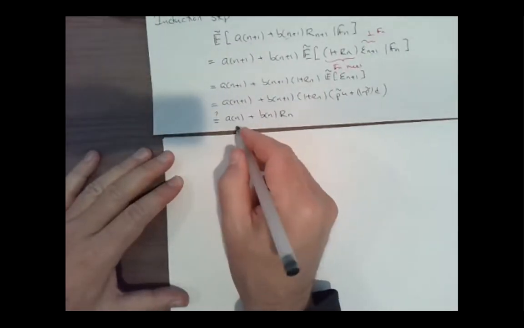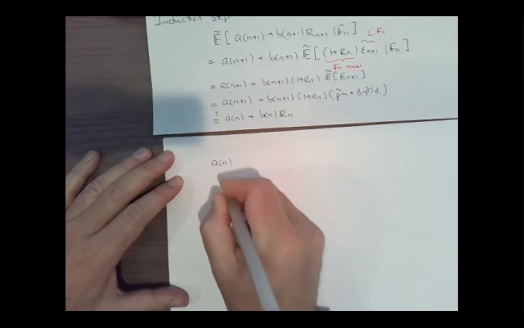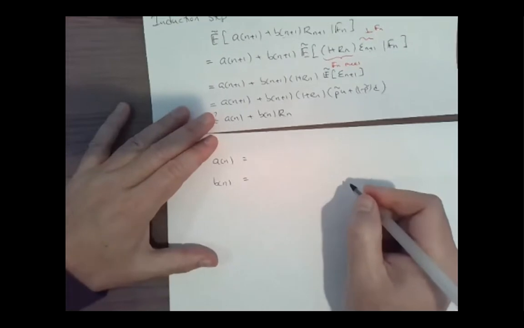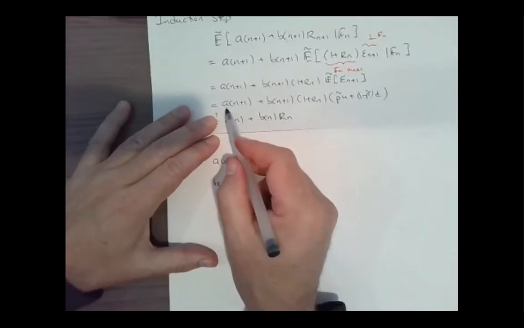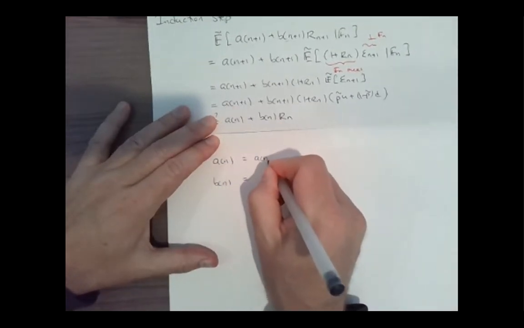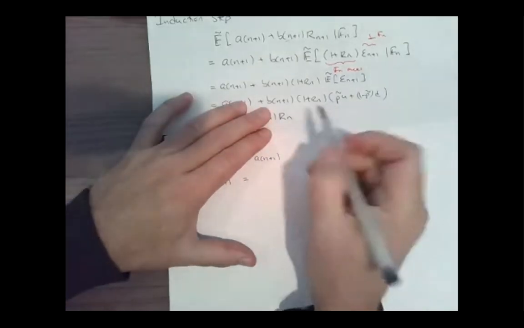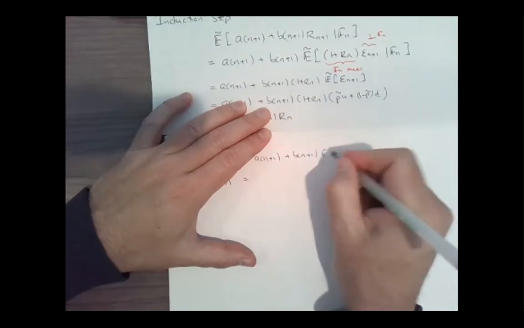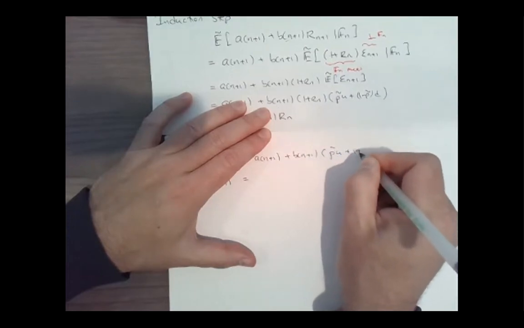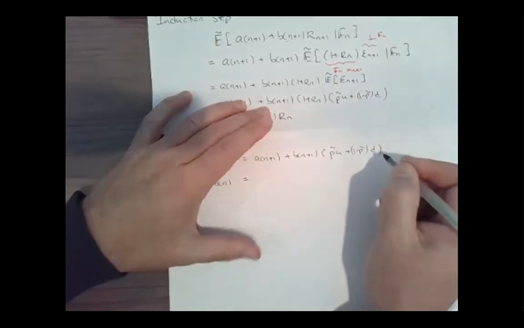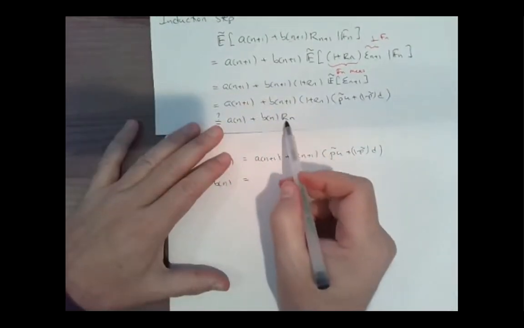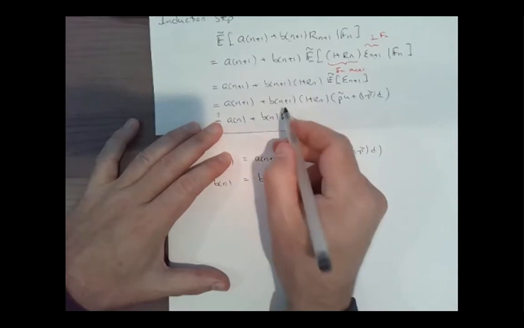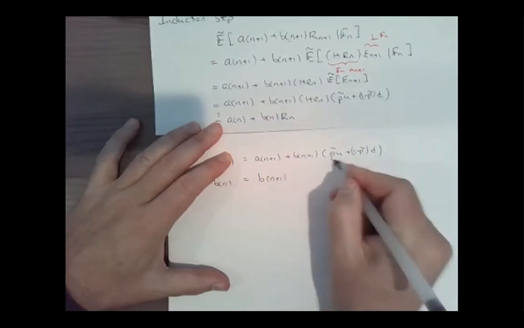So if I look at the connection between a of n and b of n, what are they going to be equal to? Well, a is going to pick up all the constants, so that will be this one. And then it will be bn times this coefficient over there, p tilde u plus 1 minus p tilde d. And b will pick up whatever's in front of r. So that will be bn plus 1 times this coefficient.